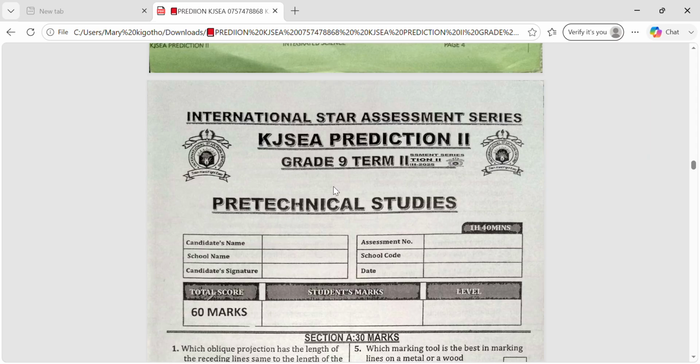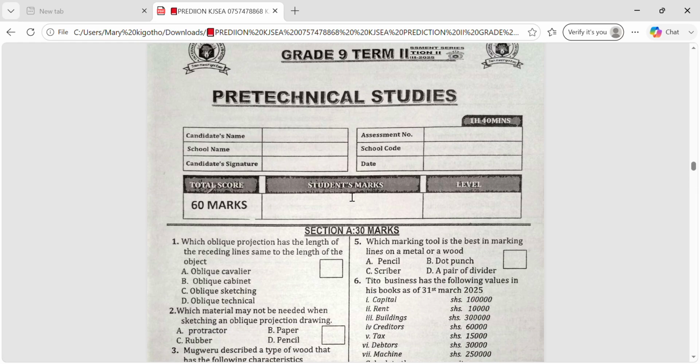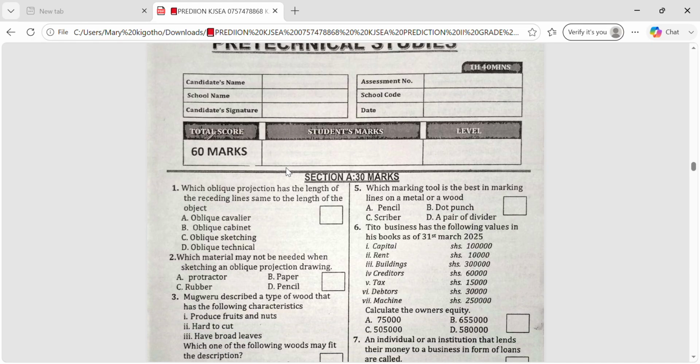If you are preparing for the KJSEA Grade 9 examination, you are in the right place. Today we will revise the International Star Assessment Series KJSEA Pre-Technical Studies paper. I will explain every step by step and give you the correct answer and examination tips. So grab your notebook and let's begin.